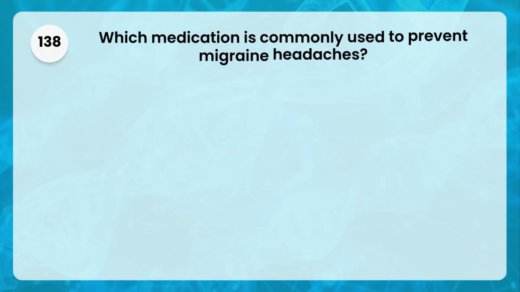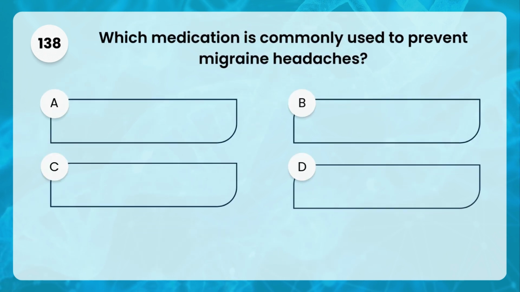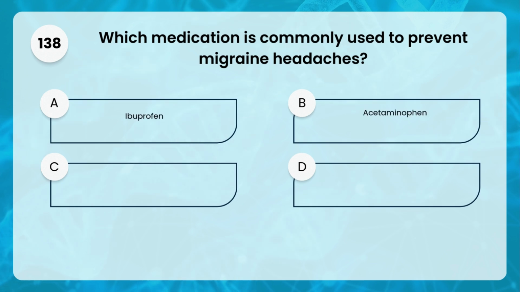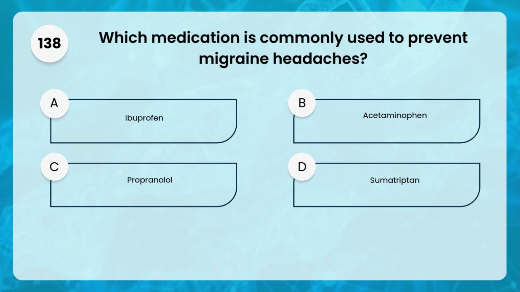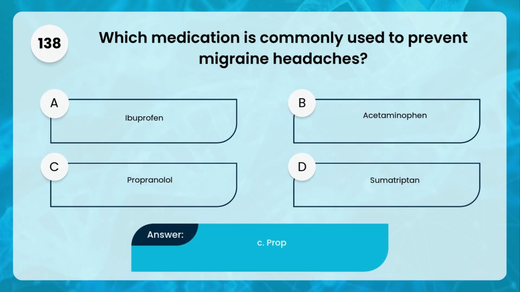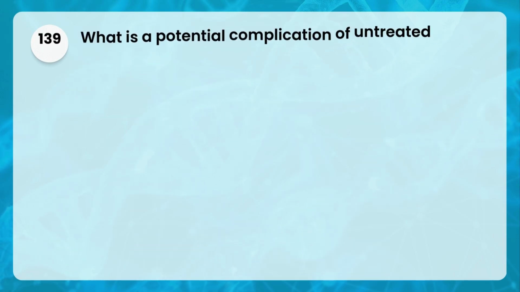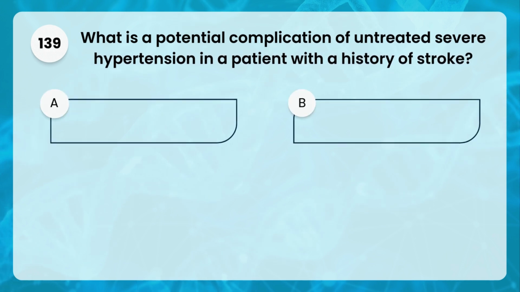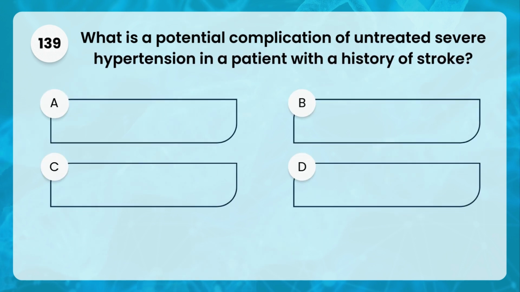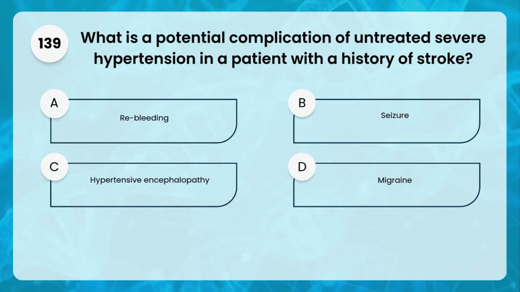138. Which medication is commonly used to prevent migraine headaches? A. Ibuprofen, B. Acetaminophen, C. Propranolol, D. Sumatriptan. The answer is C. Propranolol.